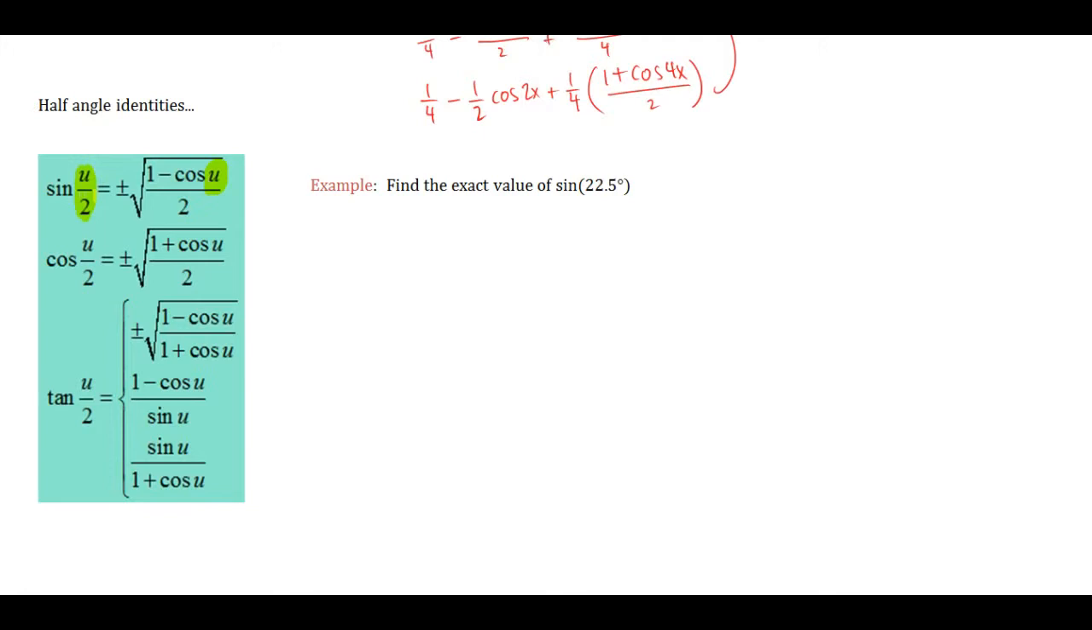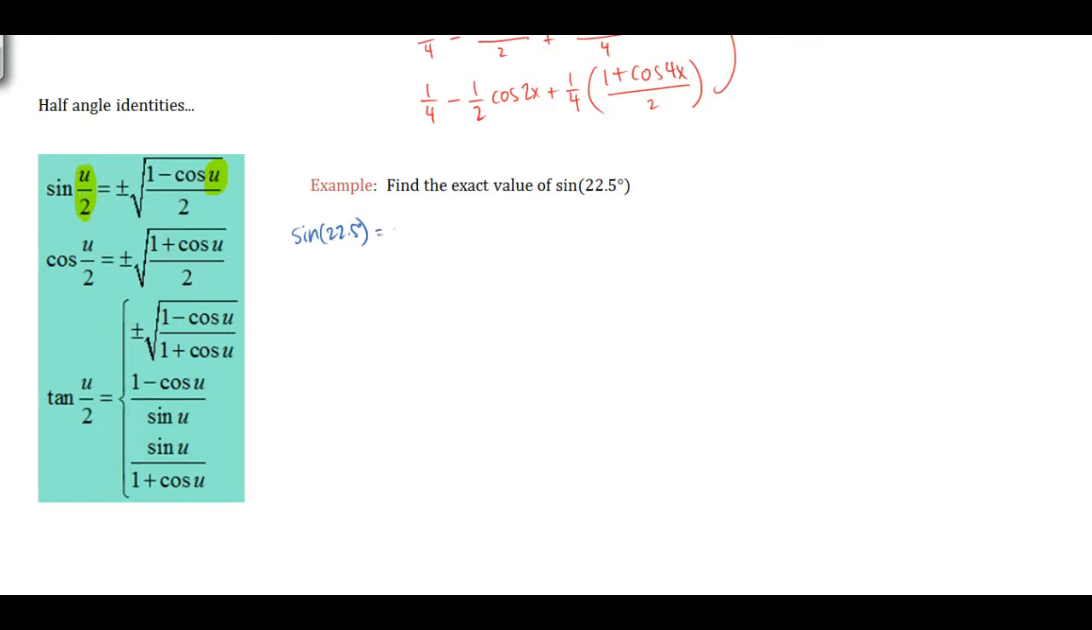On the outside, though, on the left-hand side, they're probably asking you one of your favorites divided by 2. So you have to be very careful. You have to figure out what that u value is. So kind of what I mean by that is, look at this problem. They're asking me to figure out what sine of 22.5 is, degrees.